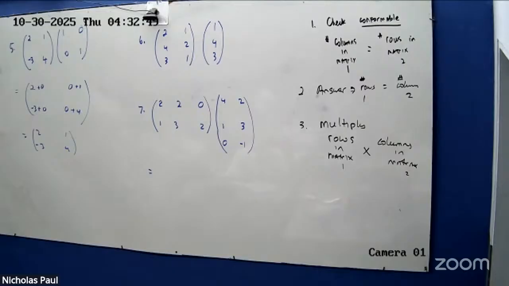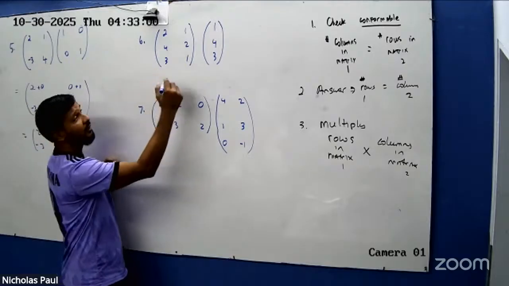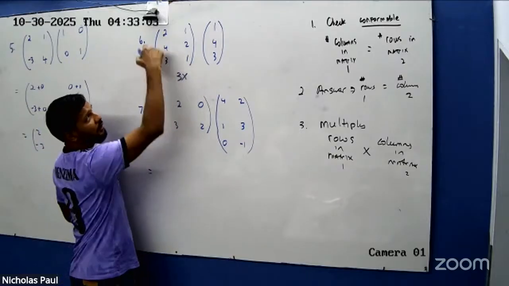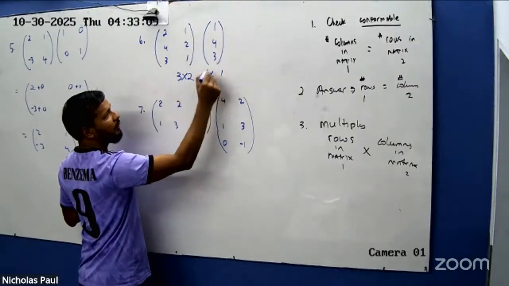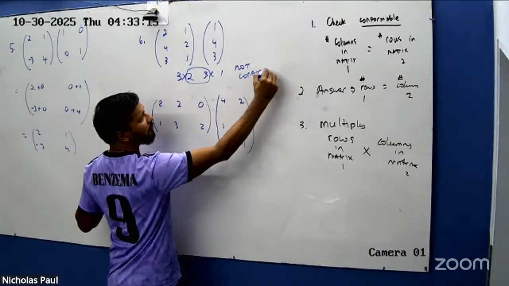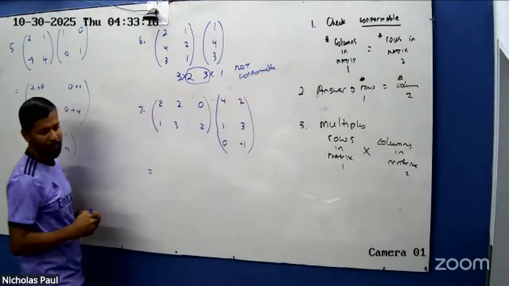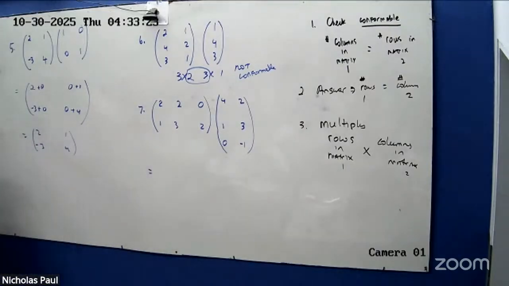Somebody else. So can this multiply? The first one can't multiply. Why? What do we have here? A 3 by 1, 2, 3 by 2 by a what? 3 by 1. So we cannot multiply, right? So you could write not conformable. Not conformable. But 7 can multiply. 7 can multiply, right? You can't multiply 6.